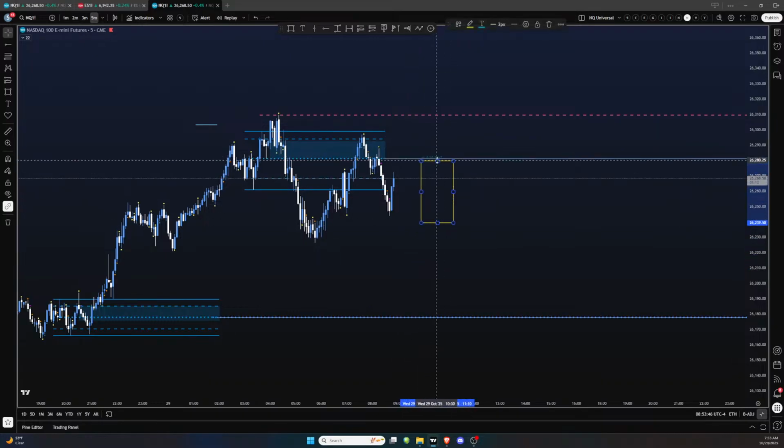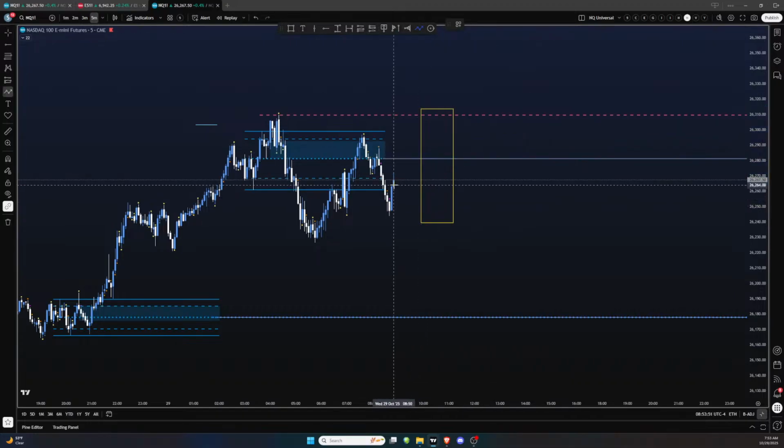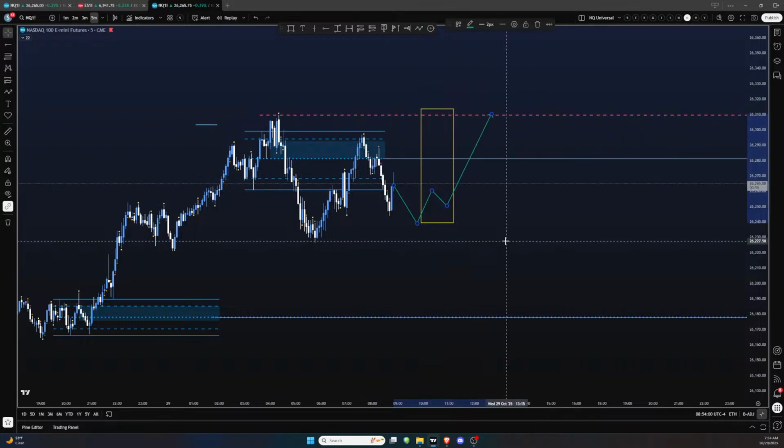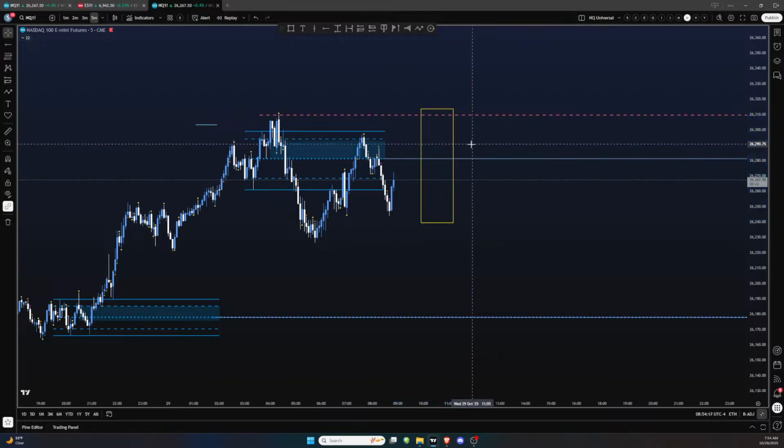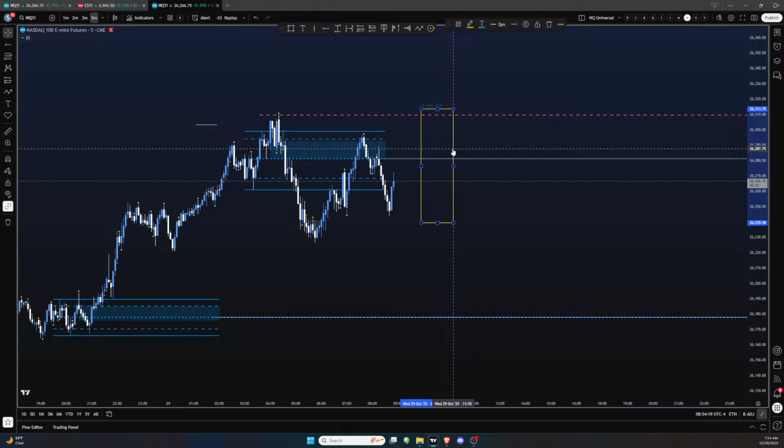If I have a structure that looks like this, then I'm looking for price in the RDR session, so after 9:30, to test these lows and then start working its way back up to the high. Those are good trades. So if I know that we're most likely going to form something like this, I'm on the watch for a potential bigger move, a fade move that goes back here to the other side. So this helps me plan out the trade ideas that I have.